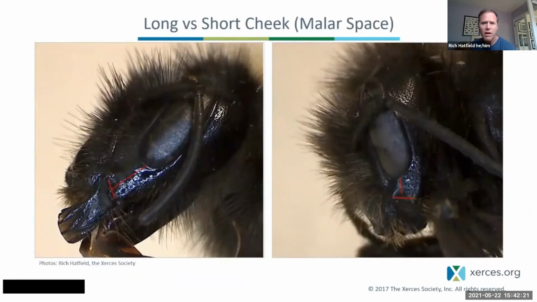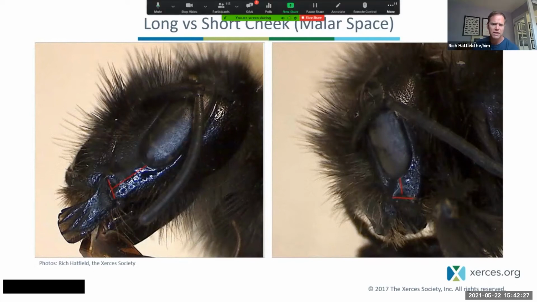Another thing that really helps beyond color patterns is looking at the length of the cheek of a bee. And the cheek relates to the tongue length of the bee. The longer this space between the bottom of the eye and the mandibular hinges here, the longer the tongue of the bee. And so some bees have longer tongues and some bees have shorter tongues. You can see here that the space between the eye and these hinges is much shorter on Bombus occidentalis over here on the right than it is on Bombus fervidus over here on the left.